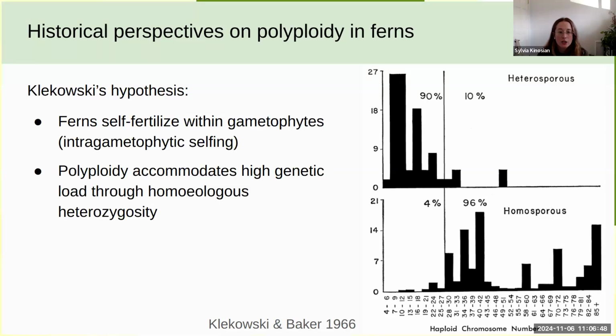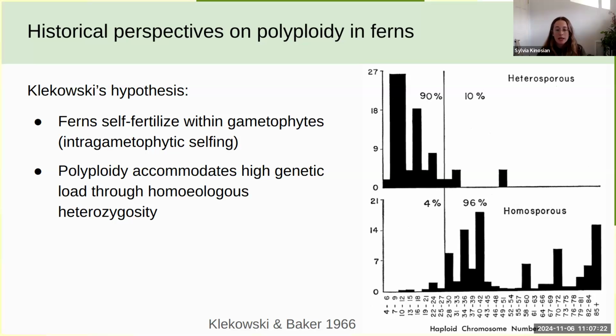And so this led Kwiatkowski to hypothesize that ferns self-fertilize within gametophytes, and so they can have this really extreme form of intragametic selfing, where a sperm and an egg from the same gametophyte fertilize to create an offspring that is homozygous at every locus. And so homosporous plants were polyploid in order to accommodate this high genetic load due to this extreme form of selfing. And so this is through homologous heterozygosity.